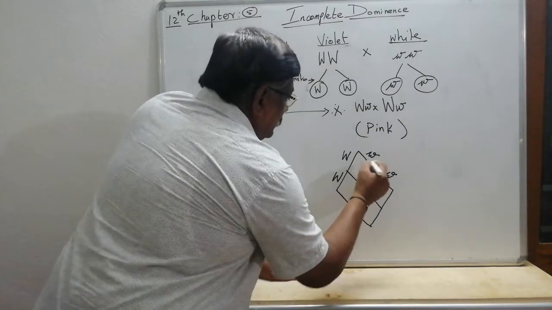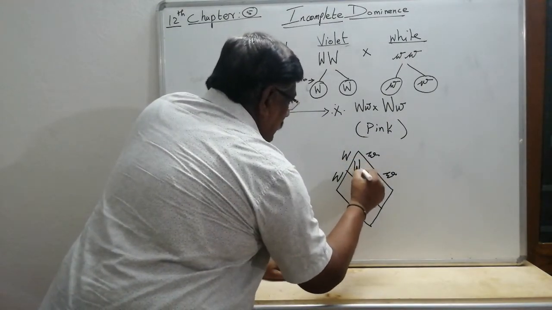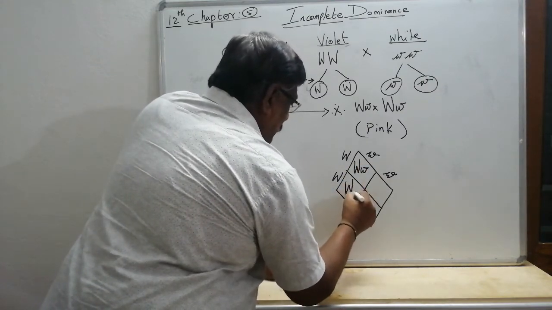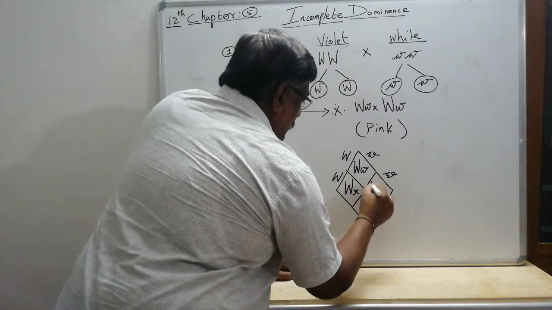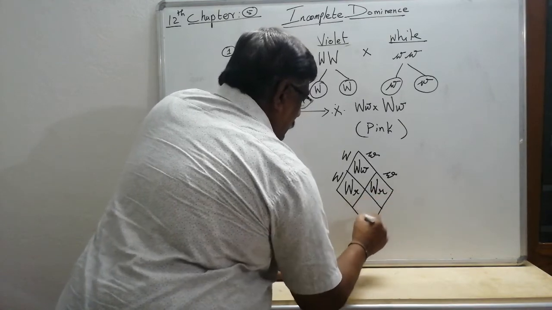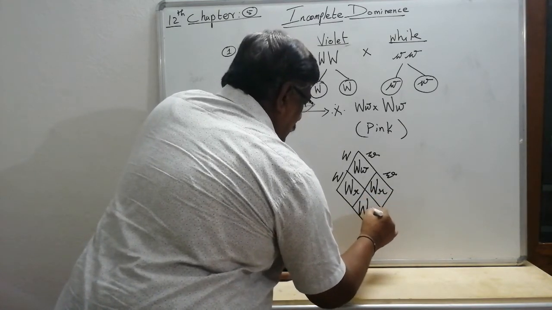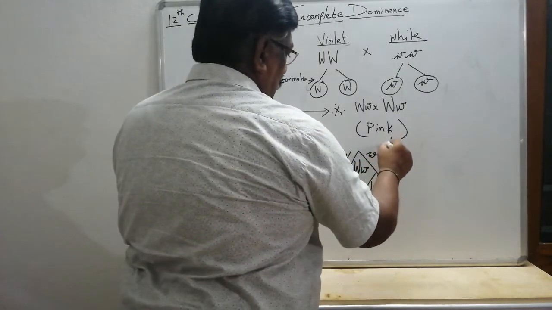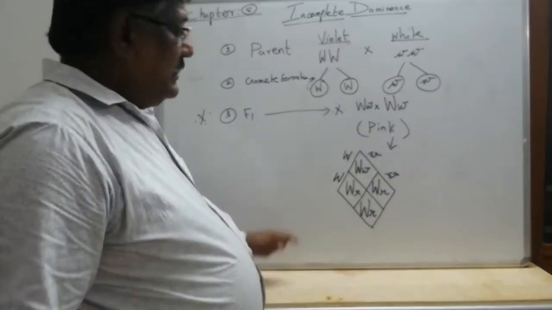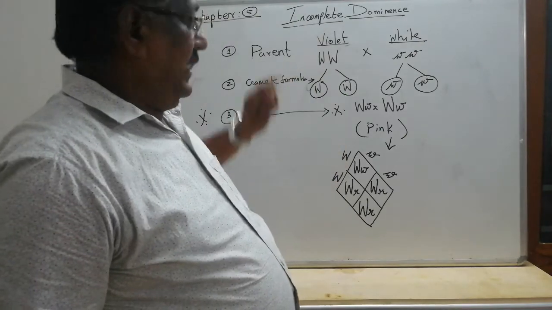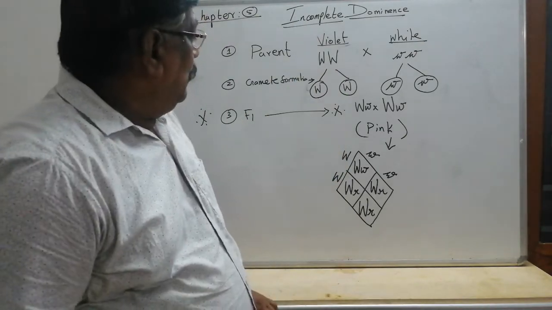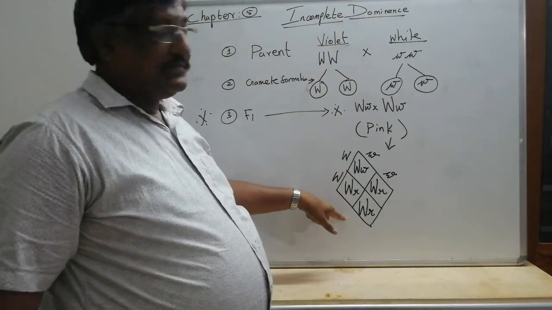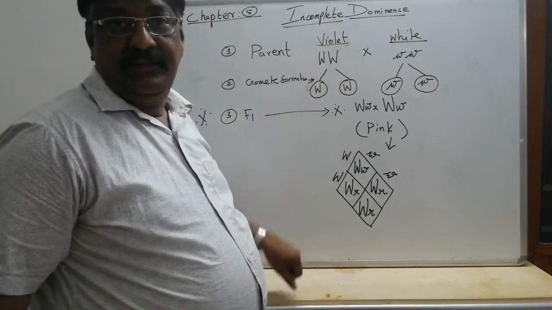Okay. Now you cross it. Capital, capital, this one, capital. This is the F1 generation. All are pink. This result gave us an idea why this gene has not expressed its violet color.